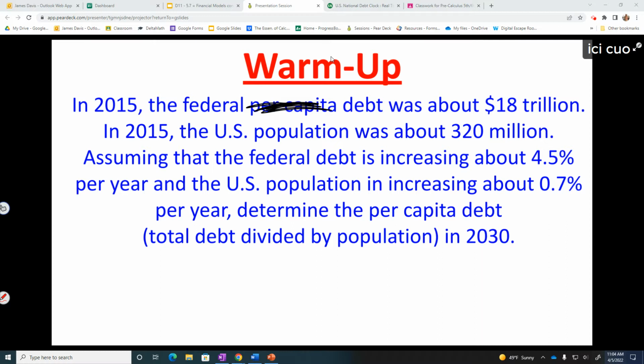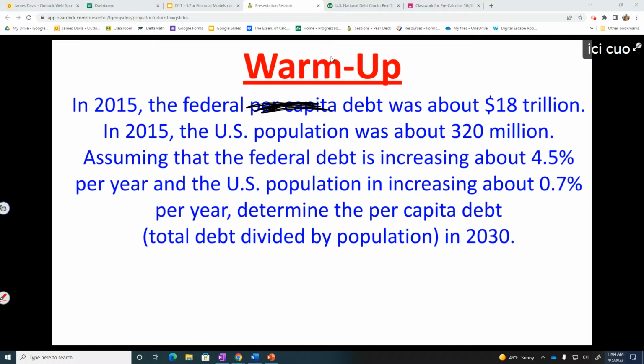Right? So this is the rate our debt has been growing, 4.5%. This is the rate that our population is growing, which obviously is not good, that the debt is growing at a much higher rate than the population. So we're going to try to predict what this is going to be.